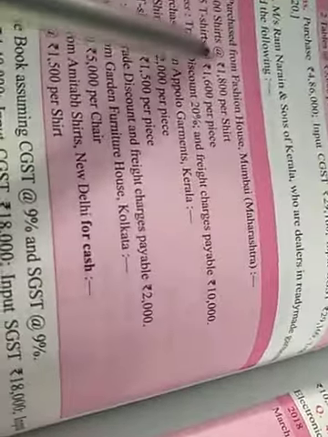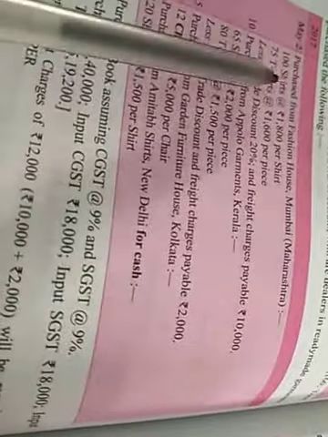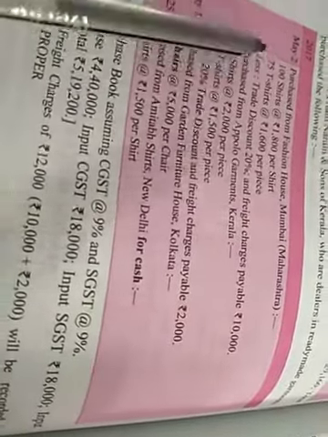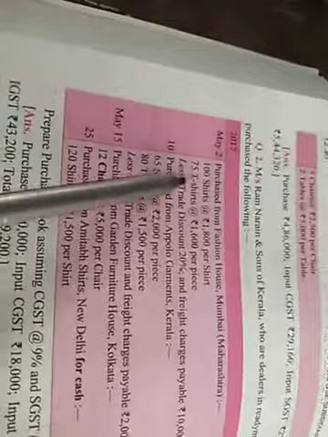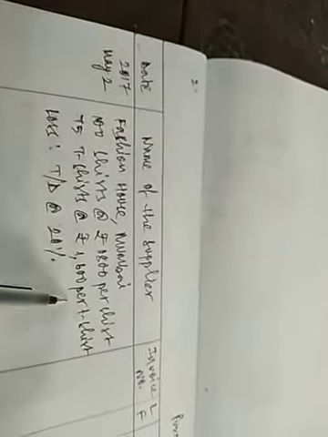So first of all, you will write the name Fashion House Mumbai. So 2017 May 2nd, I have written Fashion House Mumbai. What you have purchased is 100 shirts at the rate of 1800 per shirt and 75 t-shirts at the rate of 1600 per piece. So the same thing you need to write here, 100 shirts at the rate of 1800 per shirt and 75 t-shirts at the rate of 1600 per t-shirt.